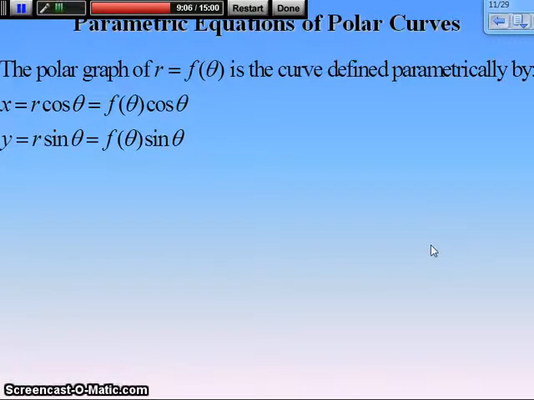All right, parametric equations of polar graphs. We're going to combine parametrics and polar graphs together now. The polar graph r equals f of theta is the curve defined parametrically by this. Remember we had the formula x equals r cosine theta and y equals r sine theta. Well, r is f of theta, so I just make that substitution. So the x equation is f of theta cosine theta, and the y is f of theta sine theta. It's very simple, actually. You just take whatever the polar equation is, and to have the x component, you slap a cosine at the end. To have the y component, you slap a sine at the end.